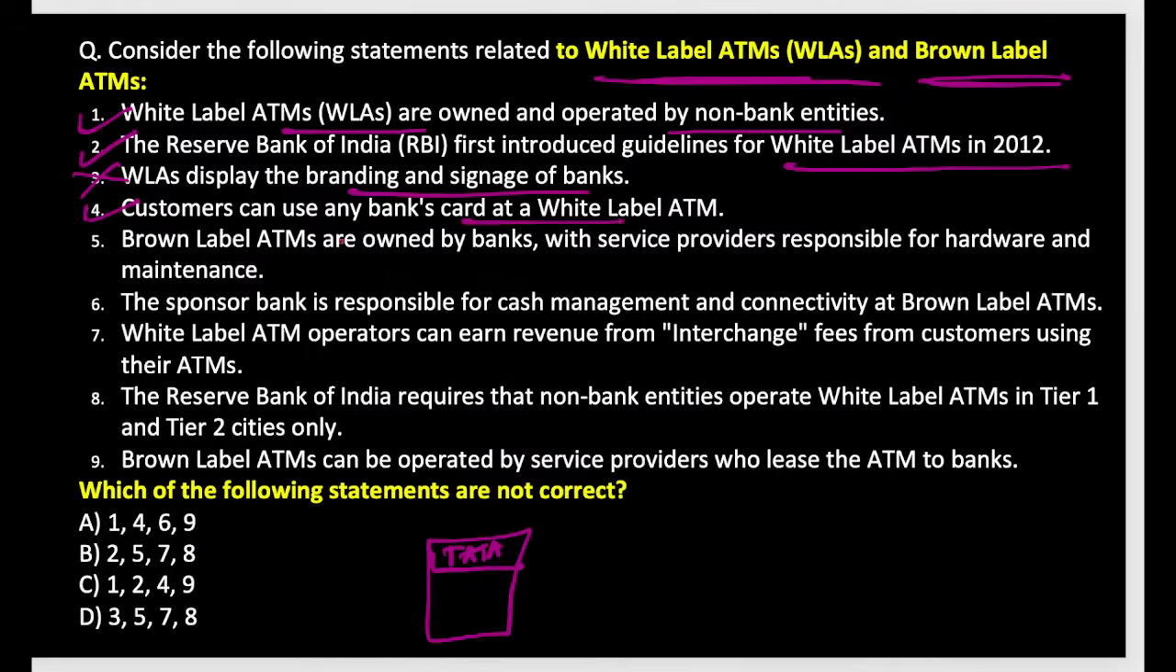Yes. Brown label ATMs are owned by the bank with the service provider responsible for hardware and maintenance. No, this should be reversed. Brown label ATMs are owned by the service providers. The cash deposit and others are generally handled by the bank itself. The next one, the sponsor bank is responsible for cash management and connectivity. Yes, this is 100% true, in case of brown label ATMs.